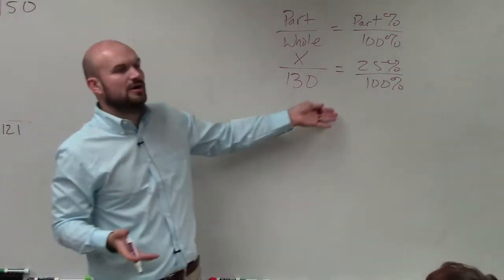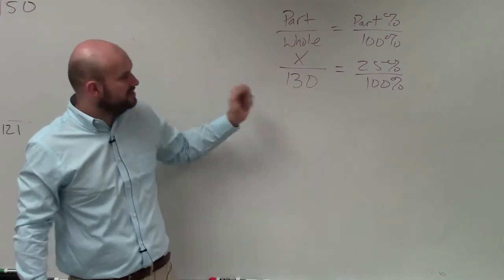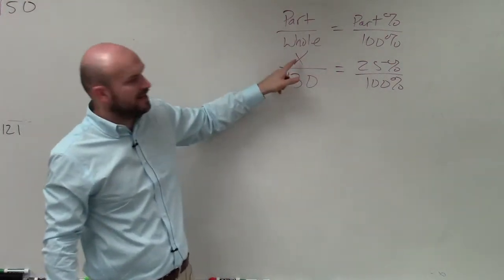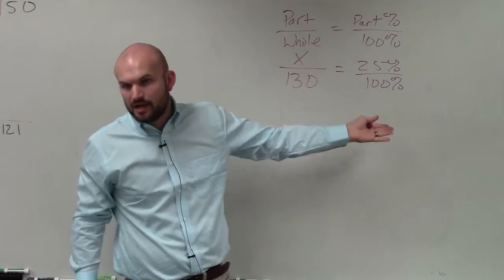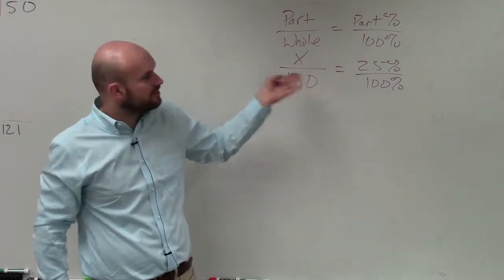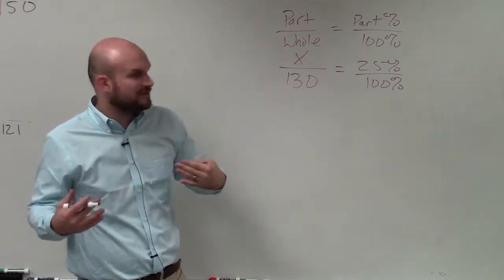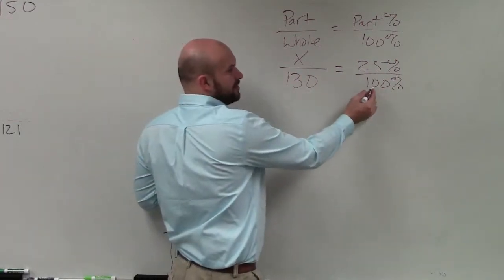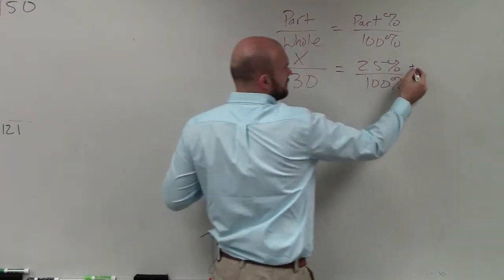Now, obviously, you guys could go ahead and cross multiply. But what I want you to understand is, when you cross multiply, you're multiplying, so it's x times 100. Then you're going to divide by 100 anyways, 100%. So the easiest thing that I would say a lot of times is, well, why don't we just divide by 100 on top and bottom right here?